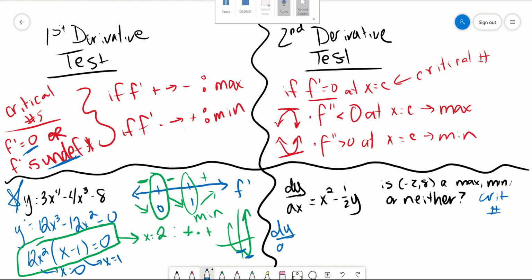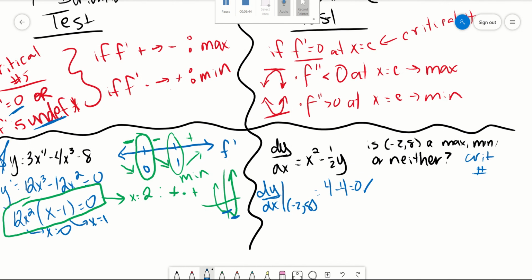So if we plug it into dy dx, we end up with 4 minus 4, which is 0. So it is a critical number. But what we've got to decide from there is is it going to be concave up or concave down? So for that, we need the second derivative. So this is defined implicitly, so we need to make sure we do that. So the derivative of x squared is 2x. The derivative of y is dy dx.